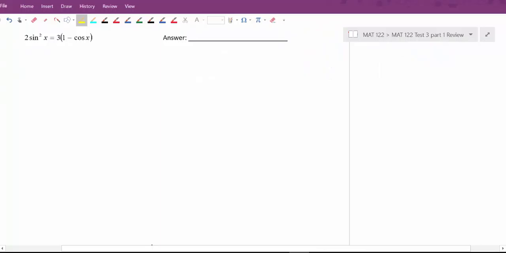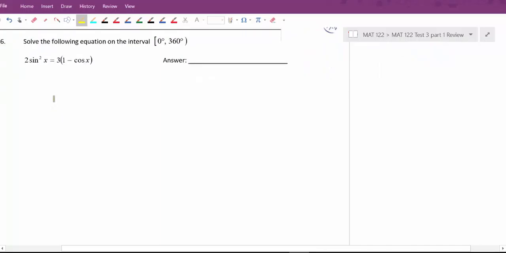Okay, next problem. This one requires an identity, so that's another thing I want to make sure that you know how to do. I'm going to start this problem by doing the distributive property on the right side. So that's going to be 3 minus 3 cosine x. And what you're going to find on this one is, since you see this square, that pretty well tells you that you're probably going to have to do factoring. The problem is, you're going to have trouble factoring this because there are 2 different trig functions. So this clues you to this identity.